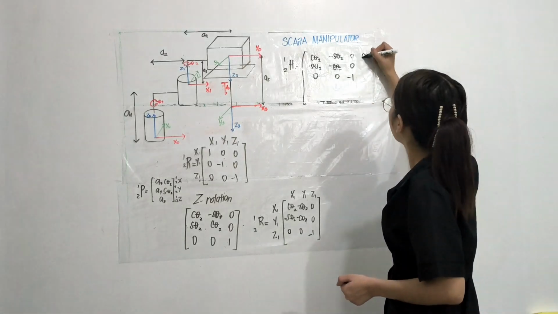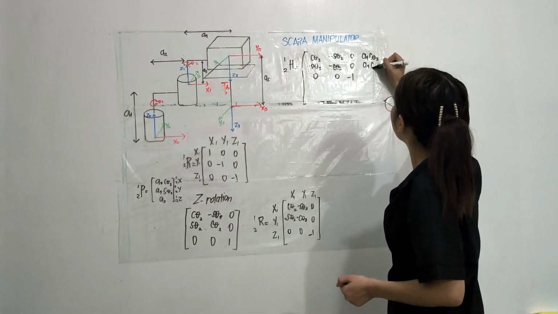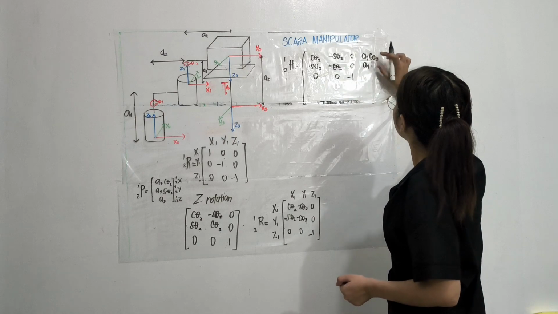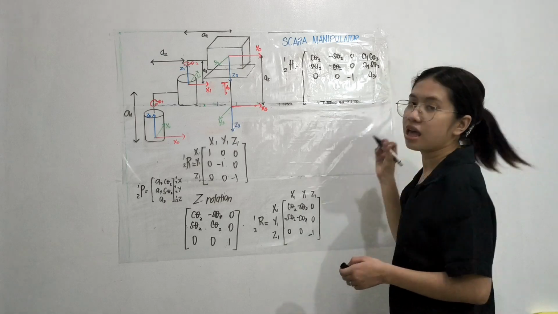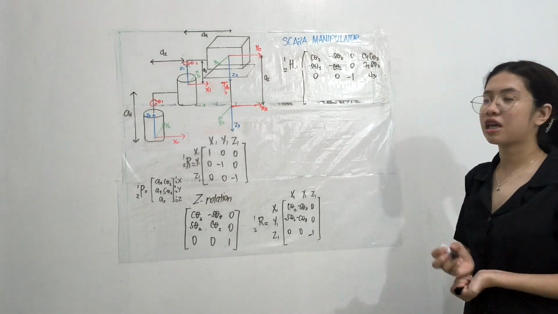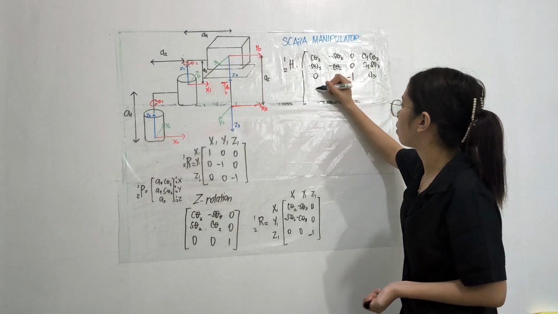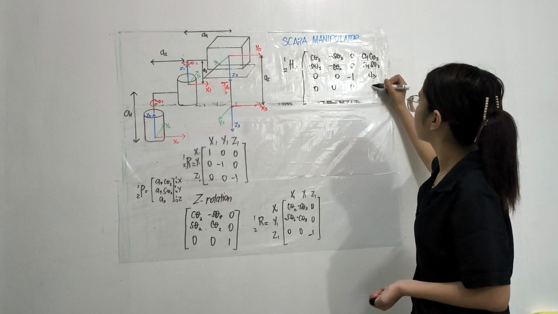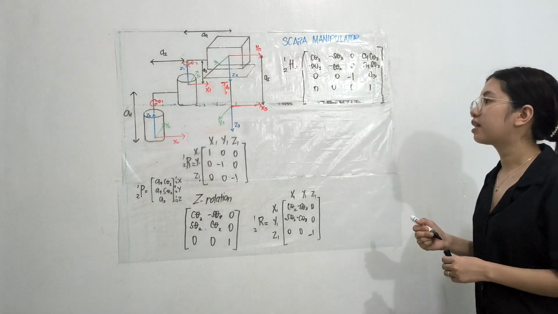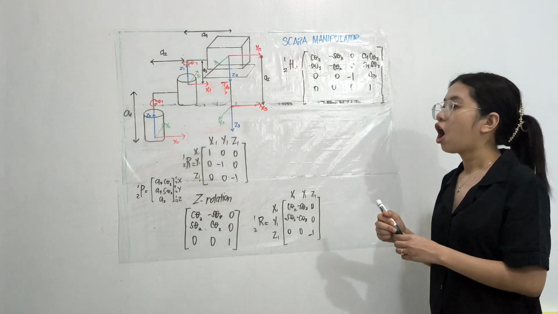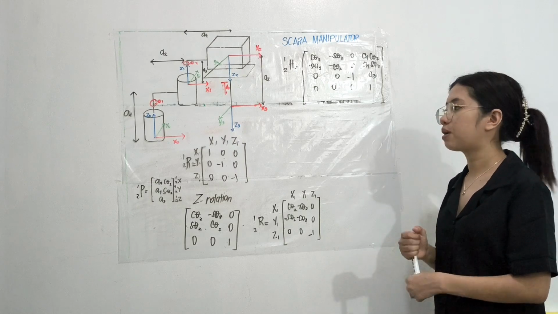So A4 cosine 2, A4 sine 2, and then A3. Then we will just add the augmentation row below: 0, 0, 0, 1. So now we obtain the homogeneous transformation matrix for frame 1 and frame 2.